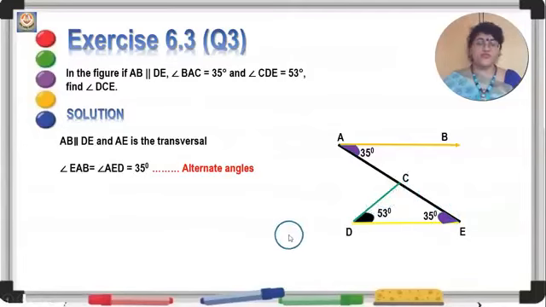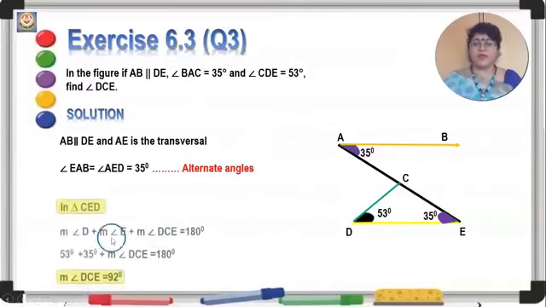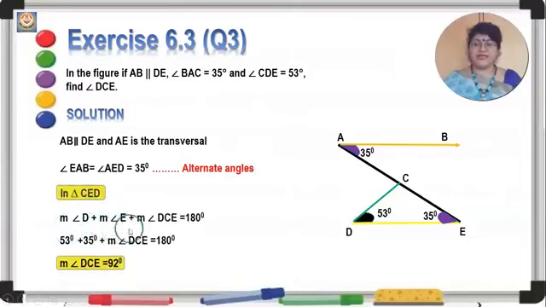Since they've asked you to find out the measure of angle DCE, you have to take triangle DCE. So in triangle DCE, use angle sum property, that is 53 plus 35 degree plus what will give you 180 degree. Have a look. In triangle CED, this is the angle sum property. You could write the reason out here. 53 plus 35 plus angle DCE is equal to 180 degree. Therefore, measure angle DCE equal to 92.